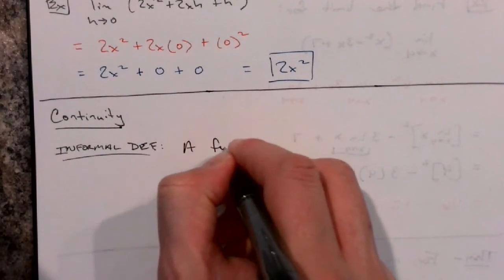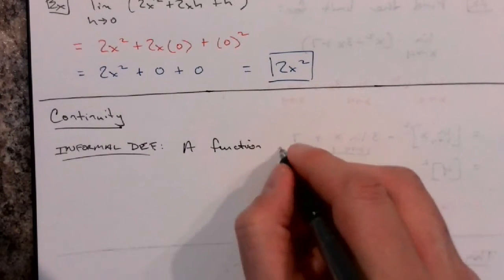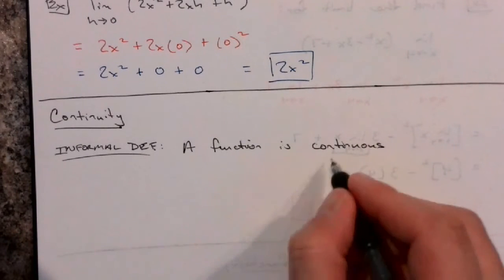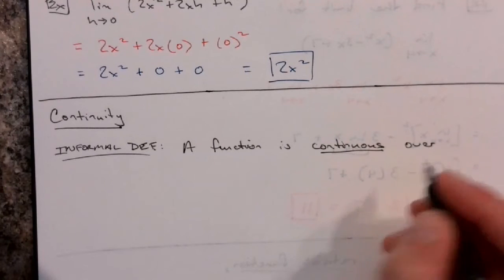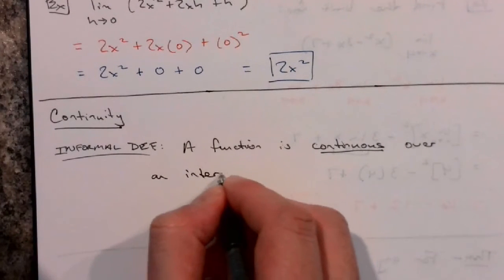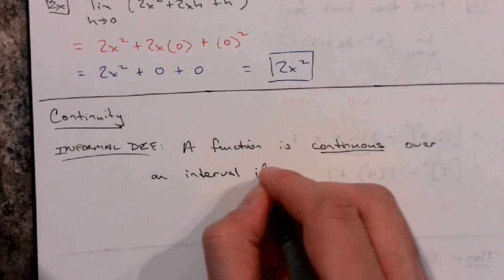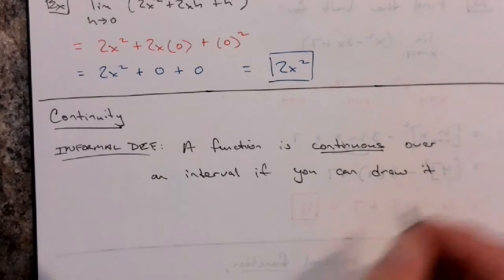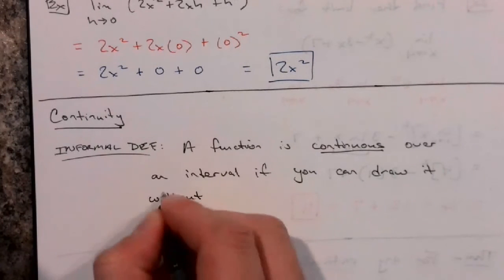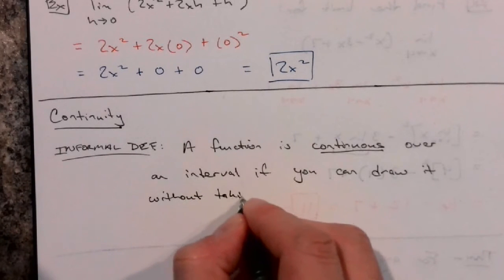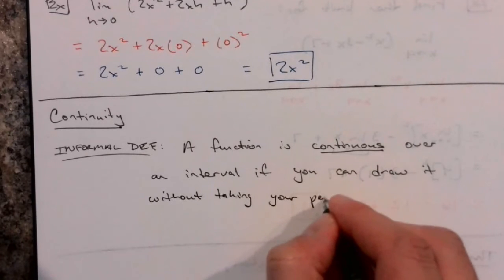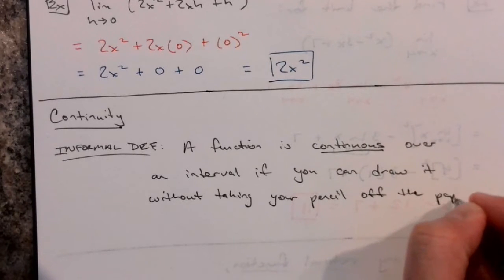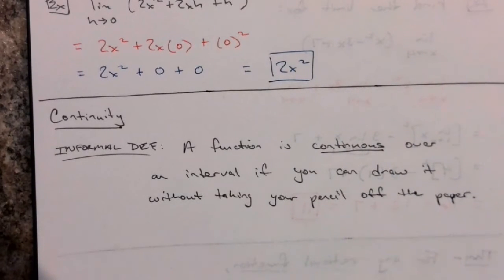So a function is continuous over an interval if you can draw it without taking your pencil off the paper. Very informal way of describing this, right?